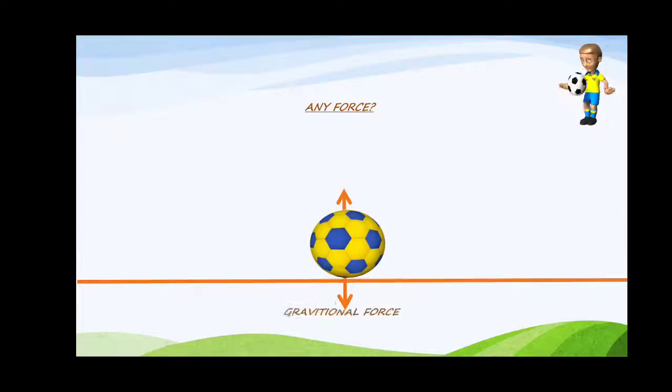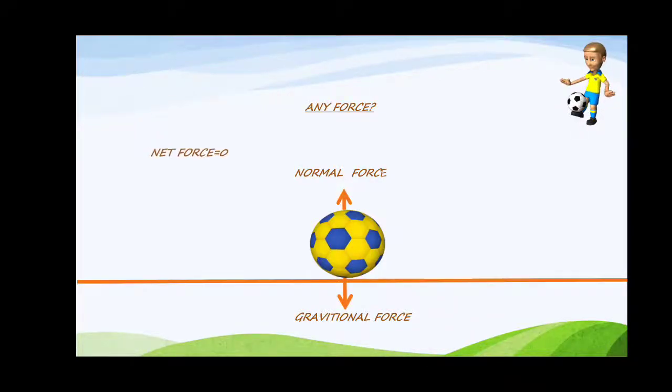This ball is being acted upon by the gravitational force downwards, and an equal and opposite force is exerted by the ground on the ball, which is called the normal force. Since the magnitude of the gravitational force and the normal force is equal, the net resultant force will be equal to 0. And since the net resultant force is equal to 0, what type of force is it? A balanced force or an unbalanced force? Yes, you're right. It is a balanced force.